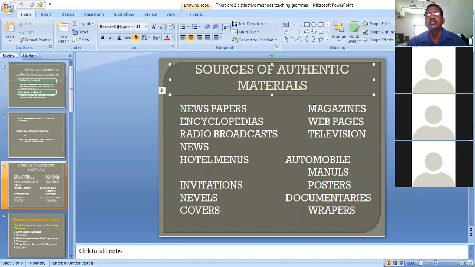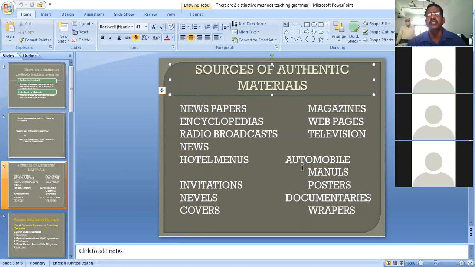Reading magazines and web pages. On the internet we can find web pages and read through them. On television we can find national news and international news, BBC likewise, and NDTV and otherwise.